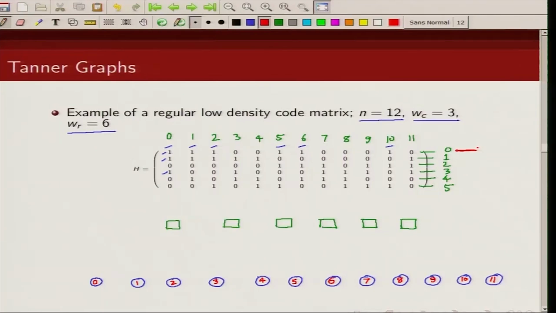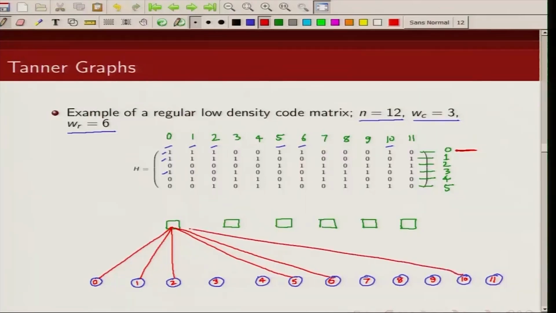Now, which are the bits that are participating in the parity check constraint? Bit number 0. So, we will draw an edge from bit number 0 to this parity check constraint. Bit number 1, that is this. Bit number 2, that is this. Bit number 5, that is this. Bit number 6, that is this. And bit number 10. Okay. So, this is my first parity check constraint.